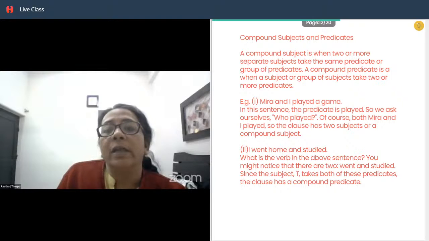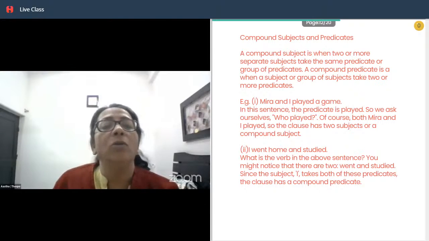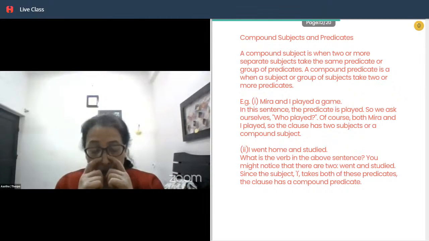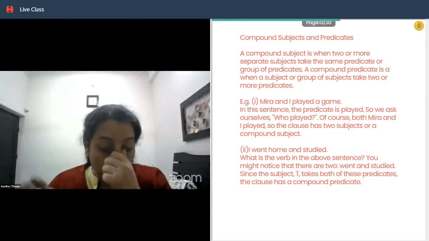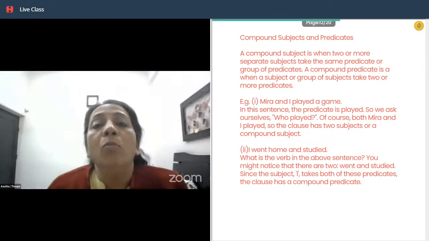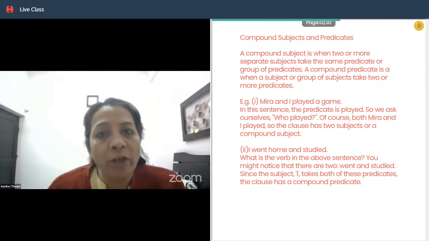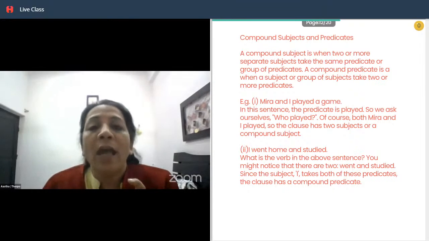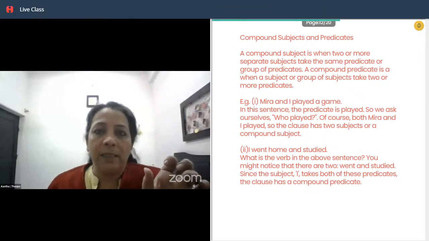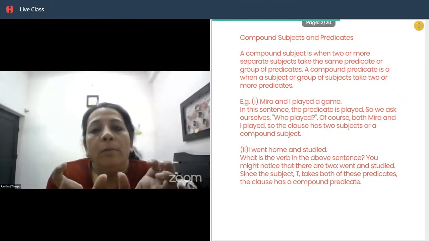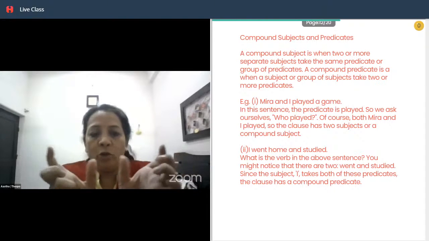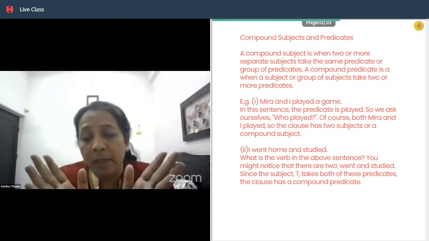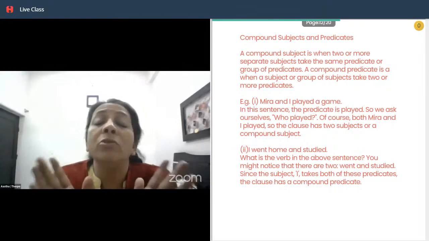Let's check the next. Now the next is talking about compound subjects and predicates. What is this compound word? Let's understand this word first. Compound is something which is more than one, when the words join together, or compound together. You have got one word, basket, and then you have got ball. Okay, basketball. When I join them together, it has got a third meaning altogether. That's what compound means.